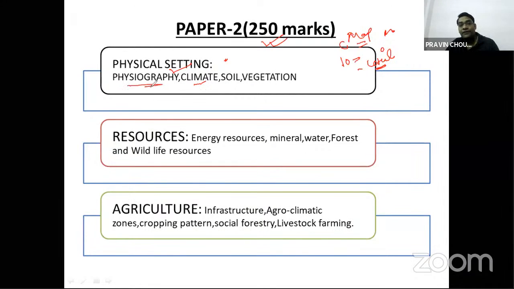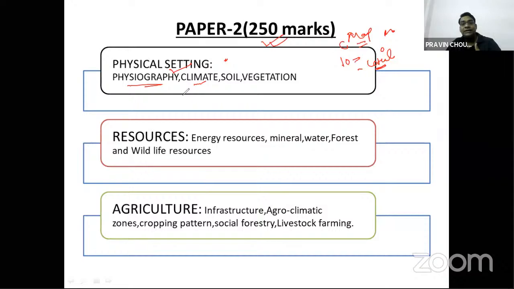In physiography, you study the Himalaya, the northern plain, the peninsular plateau, coastal lands, islands, and deserts. Physiography means the reason behind the formation of the Himalaya, the reason behind the formation of the Great Plain of India, and how the Great Plain of India is divided into different structures.